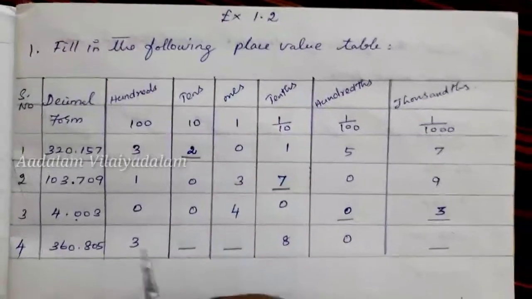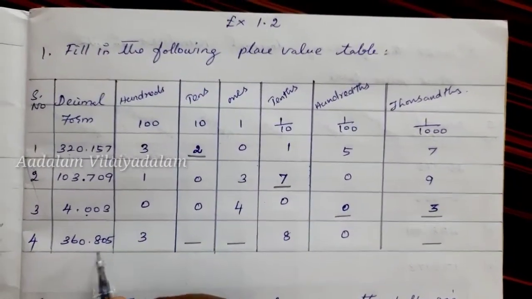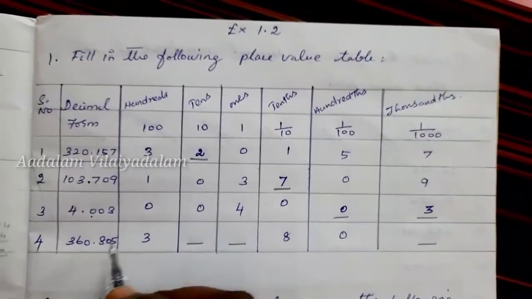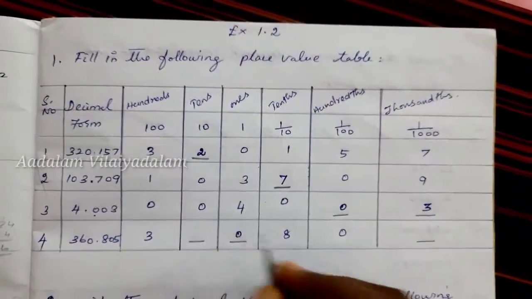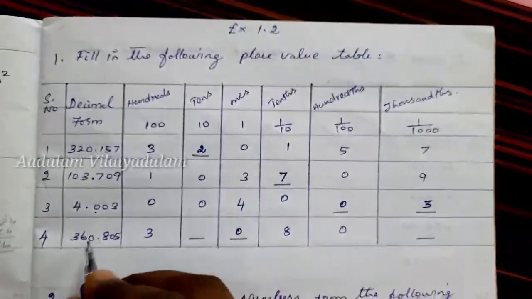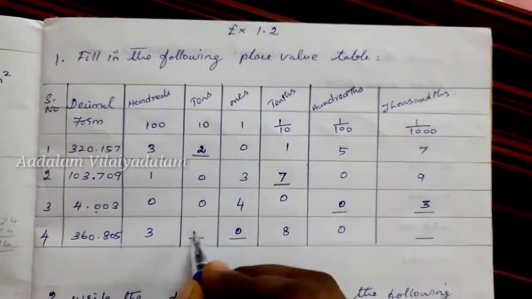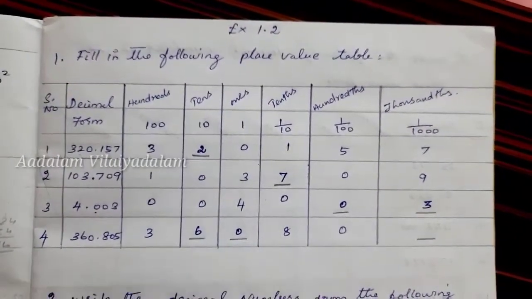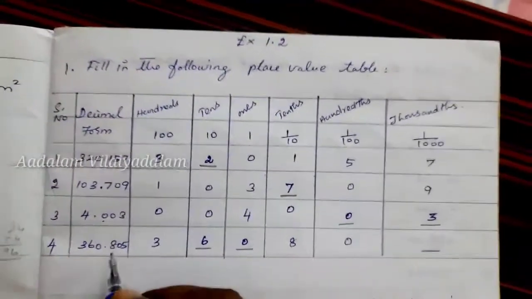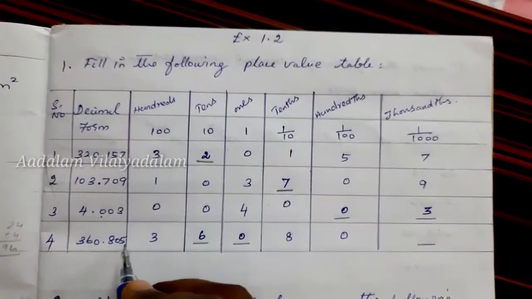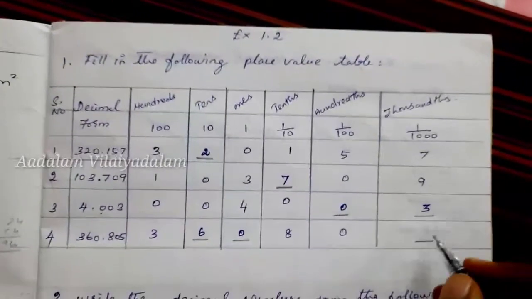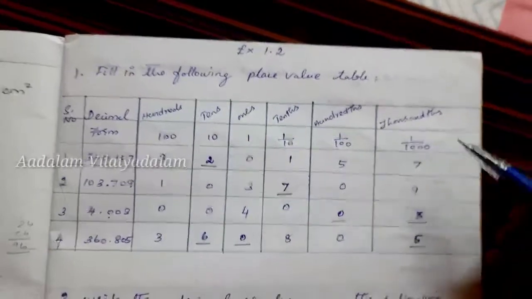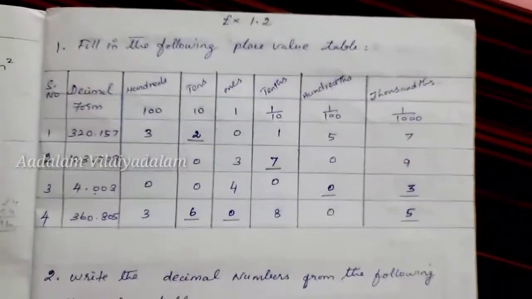Now come to the fourth subdivision, 360.805. Here they are asking for the ones place value, which is 0. Then the tens place value, going by 1, 10, 100, will be 6. What about the thousandths? This is 1 by 10, this is 1 by 100 and the third one is 1 by 1000. So 5 is the place value of 1 by 1000.